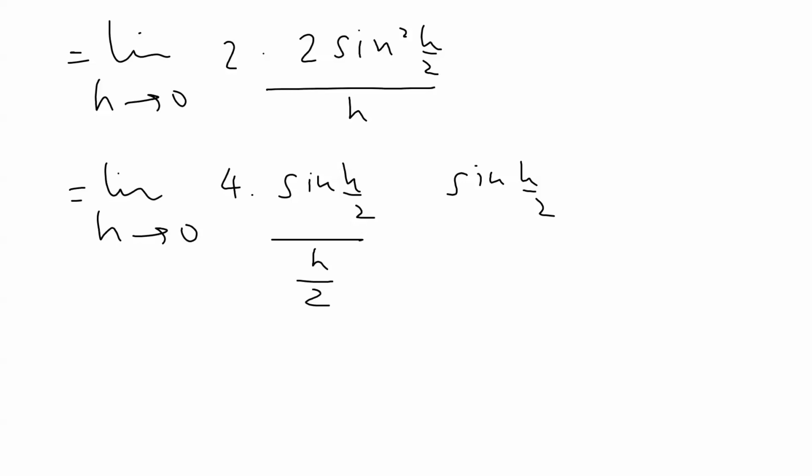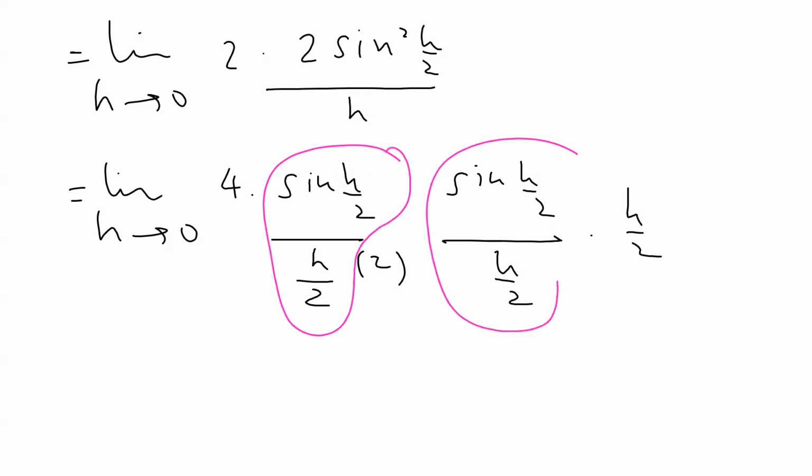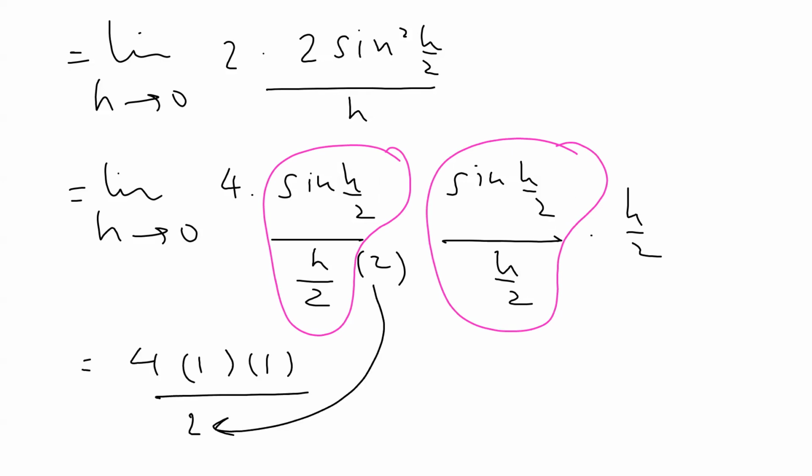How? Divide and multiply by 2. Now this sin does not have h beneath it because we had only one h which was assigned to one of the sines. So the angle of this sin is h by 2. So down also h by 2, up also h by 2. So this particular part which I have highlighted, this is 1. So 4 into 1 into 1. This 2 I'm writing over here. This is 2.